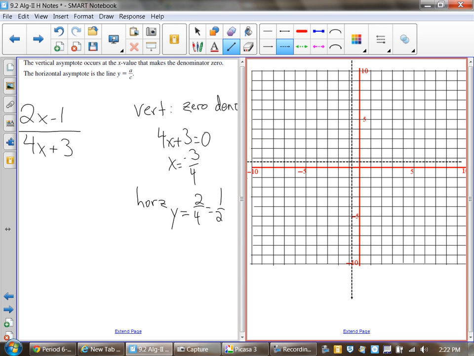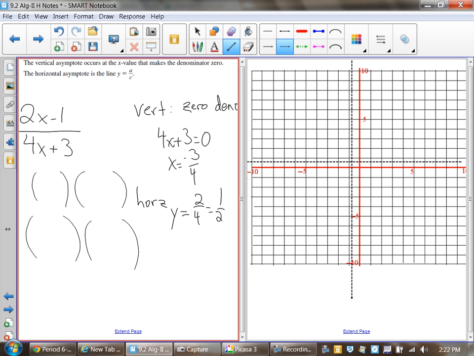Again, in order to figure out ordered pairs here, I pick two numbers to the right of the asymptote, two numbers to the left of the asymptote, and I follow through the exact same pattern. The vertical asymptote is the zero of the denominator, and the horizontal asymptote is the coefficients. Once you figure out the vertical asymptote, take 2 points to the right, substitute in. Take 2 points to the left, substitute in. Those are your ordered pairs.